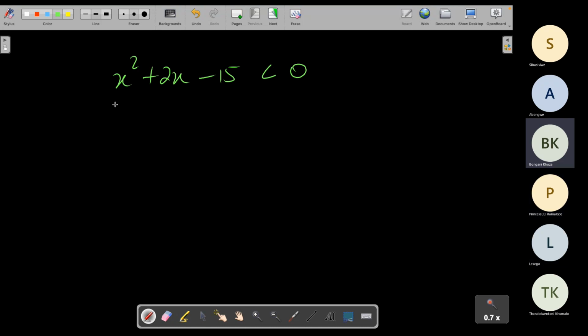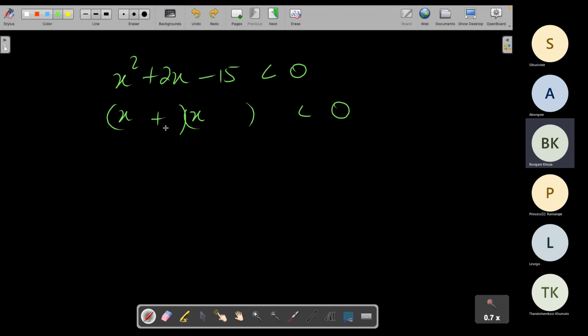Factorize. All right, and how are we factorizing? X. So open two brackets. You plug in X and X. Positive 8? Cannot be positive 8. It's not 15.